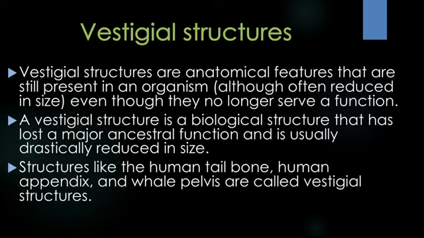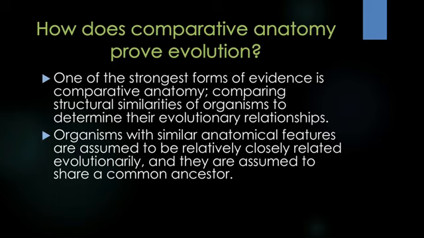So in comparative anatomy, you tend to compare both analogous and homologous structures as well as the vestigial structures among the animals. In this case, we're talking about comparative vertebrate anatomy. Now the question is, how does comparative anatomy prove evolution? Does comparative anatomy prove evolution?